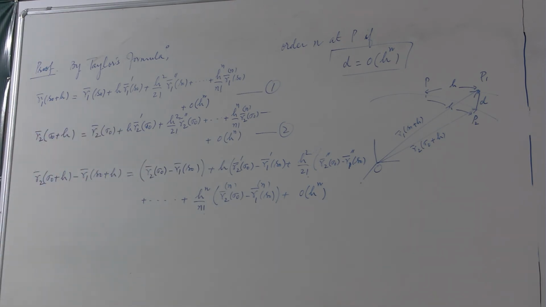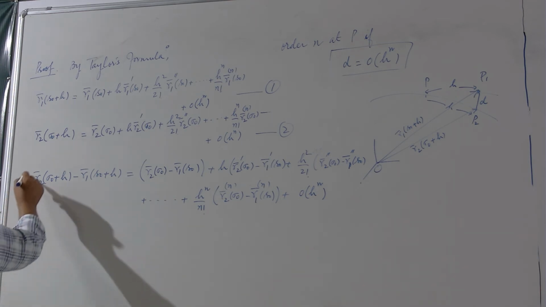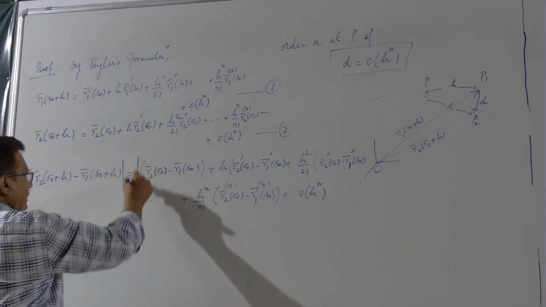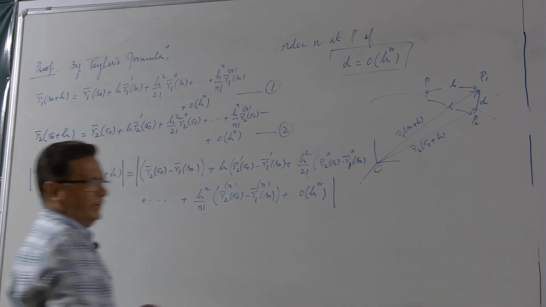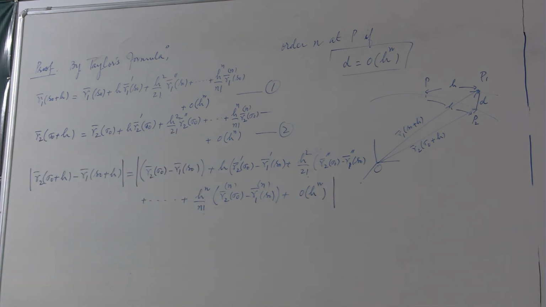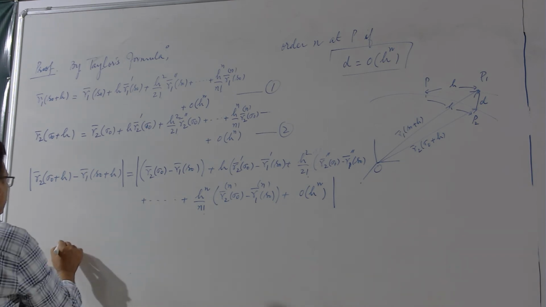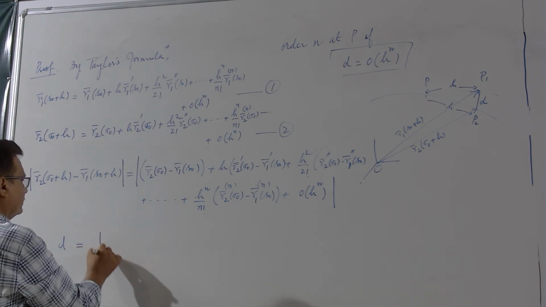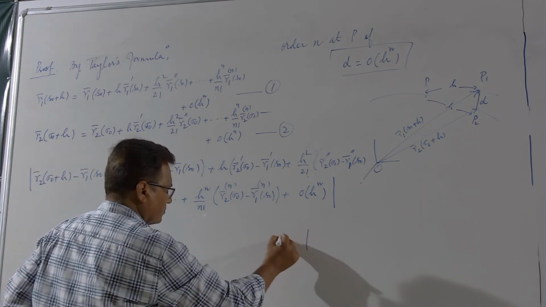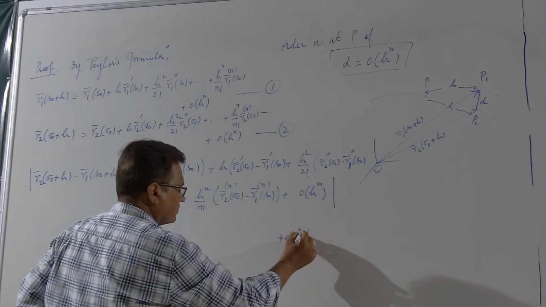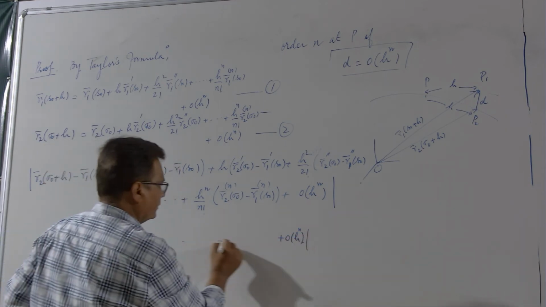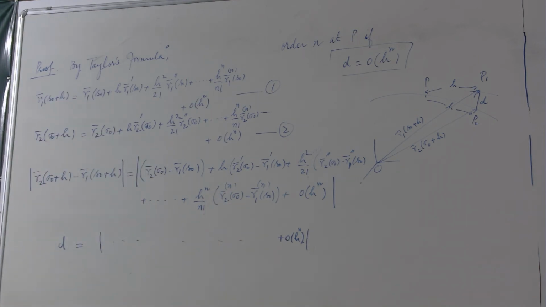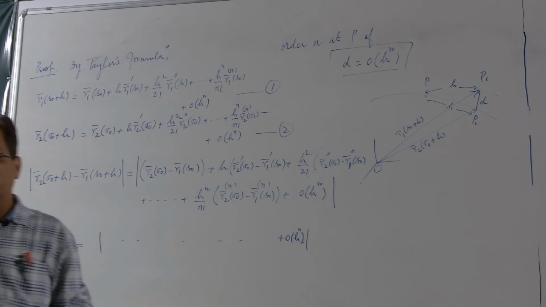Now, when you take the mod, this quantity will also be in the mod sign. So the left hand side becomes d and the right side is the mod of this. The remaining terms you can write down. Well, what we are demanding is that this d should be equal to order of h to the power n.